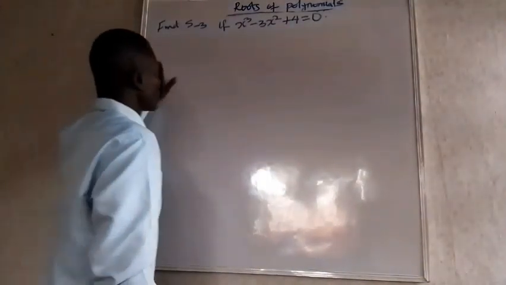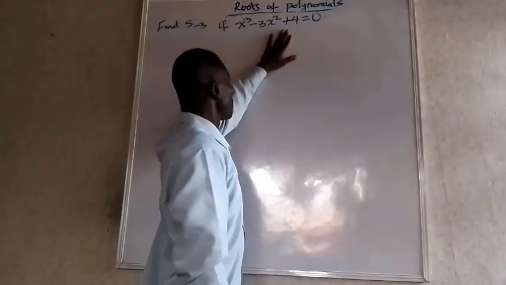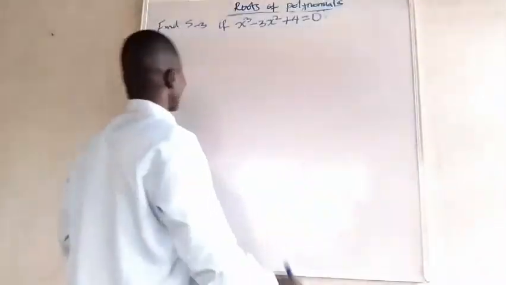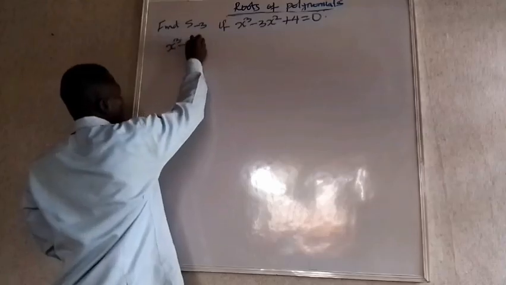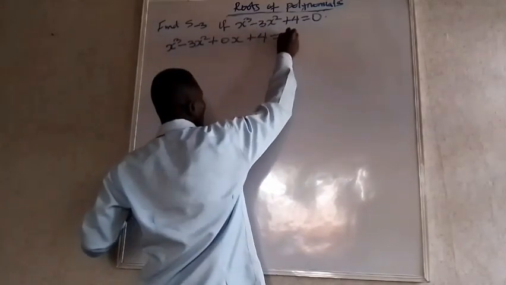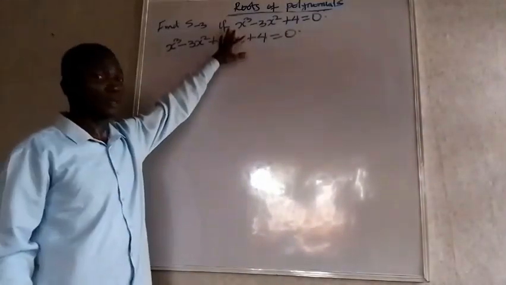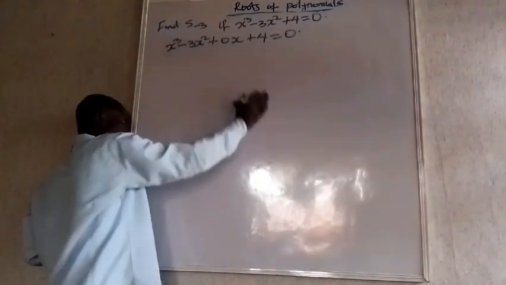Now here, this is a simple question. We have to find s minus 3, if x cubed minus 3x squared plus 4 equals 0. Now, let's start. You can say x cubed minus 3x squared plus 0x plus 4 equals 0, because since you have the power in cube, we are going to have 4 terms. So that of x is missing, which means that the coefficient is 0.